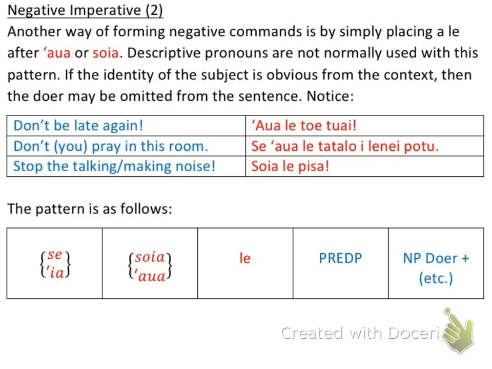This one's kind of easy. You're just whoever you're talking to. So, ia le pisa. That's just a quick way of saying stop talking or stop making noise, whichever one you prefer. And again, in this case, I end with the predicate phrase as the pisa, but it's obvious that I don't need a noun phrase doer. It's whoever you're talking to.